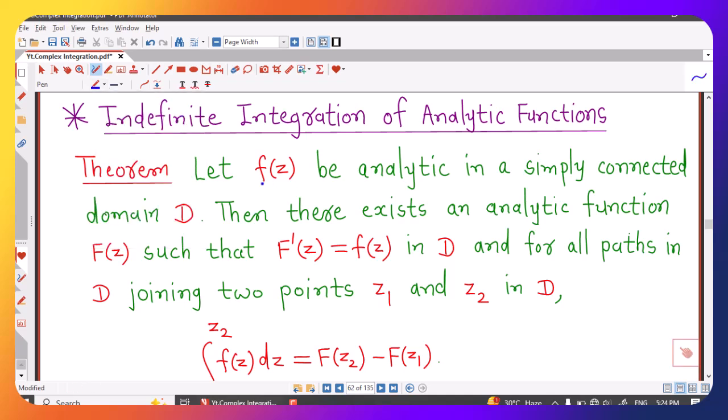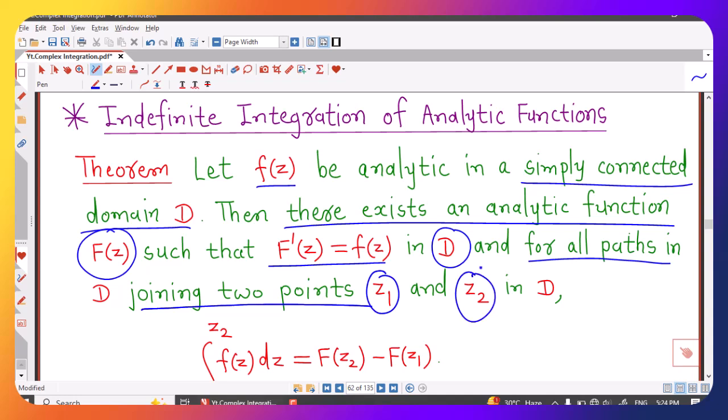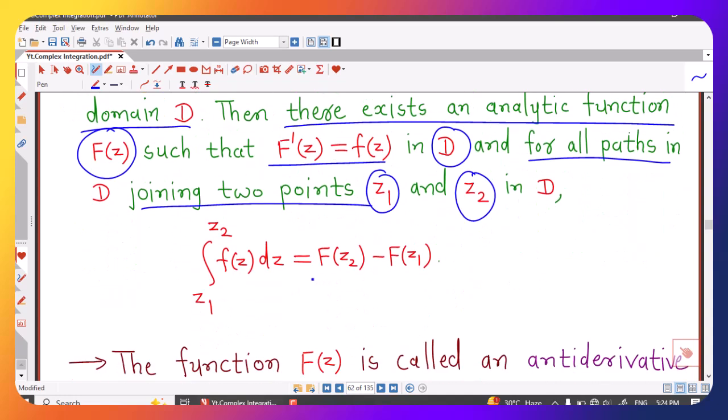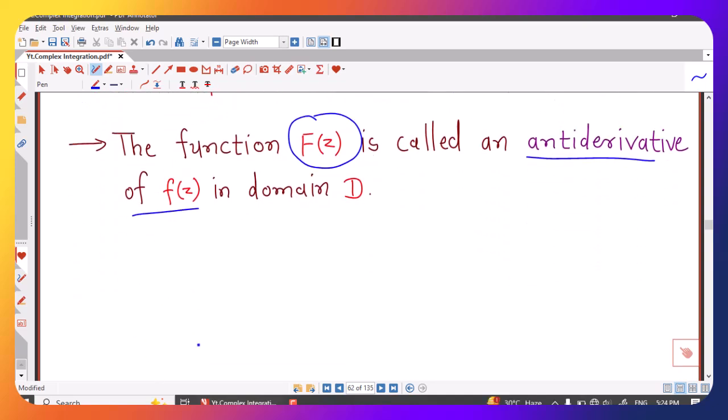I have written that let f(z) be analytic in a simply connected domain D, then there exists an analytic function denoted by capital F(z) such that capital F dash z equals f(z) at every point in domain D, and for all paths in D joining 2 points z1 and z2 in D, the integral of f(z) is given by F(z2) minus F(z1), and this function capital F(z) is called an antiderivative of f(z) in domain D.